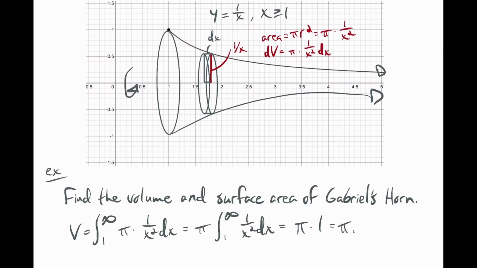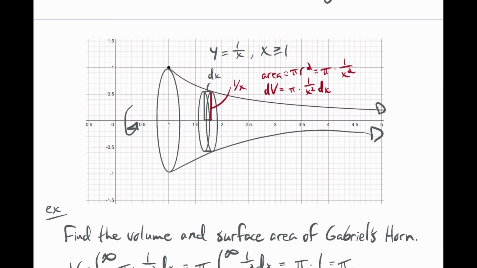It's like a funnel with no end, but you could fill it up with a finite amount of stuff. You could pour pi units of water into it, and there you go. That's pi cubic units of water. It's full. It's a funnel, but you can fill it. Okay, so let's do the surface area now.